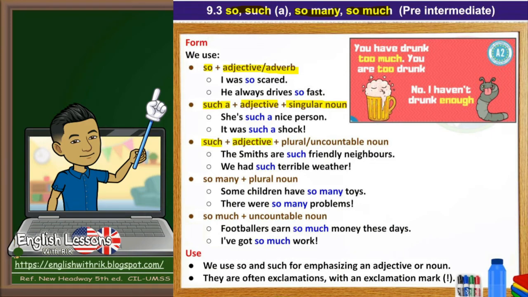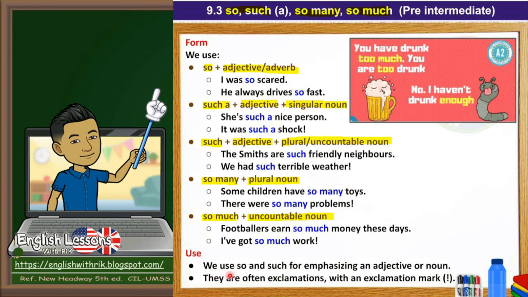Such plus adjective plus plural or uncountable noun. The Smiths are such friendly neighbours. We had such terrible weather. So many plus plural noun. Some children have so many toys. There were so many problems. So much plus uncountable noun. Footballers earn so much money these days. I've got so much work.